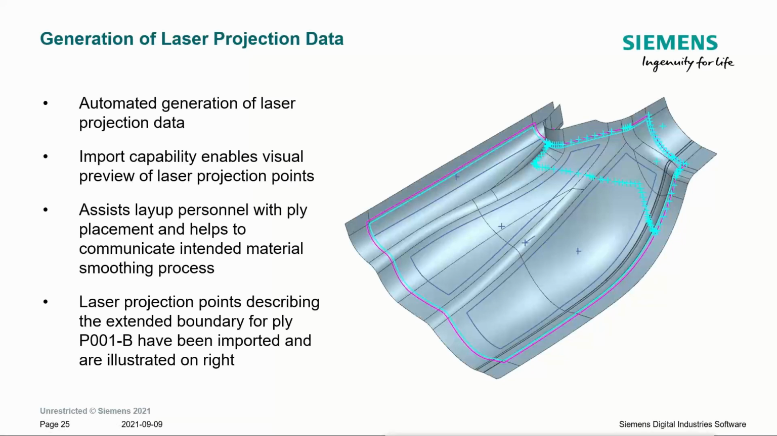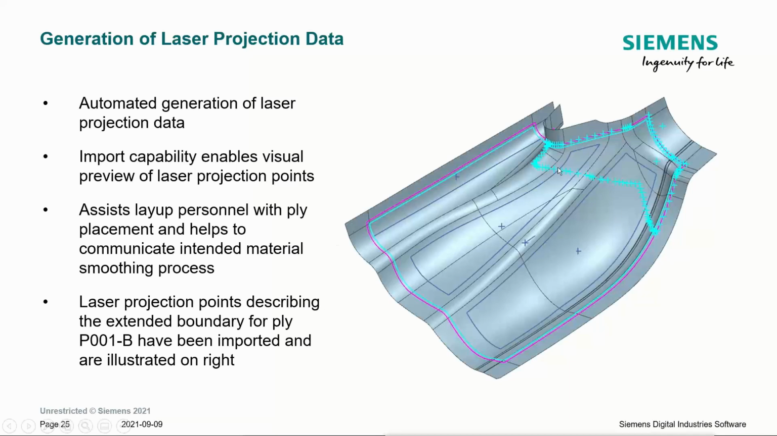For laser projection, we take the boundaries that have been defined for each of the plies in Fibersim in 3D, and we automate the generation of the laser projection file. Here, I've actually imported that file back into Fibersim just so we can display it and look at what the boundary would look like inside the CAD system. So this is what the laser would project. Here you can see the layup start point and the fiber direction curve. So all the same information that's on that ply book can be presented to the laser projection system.